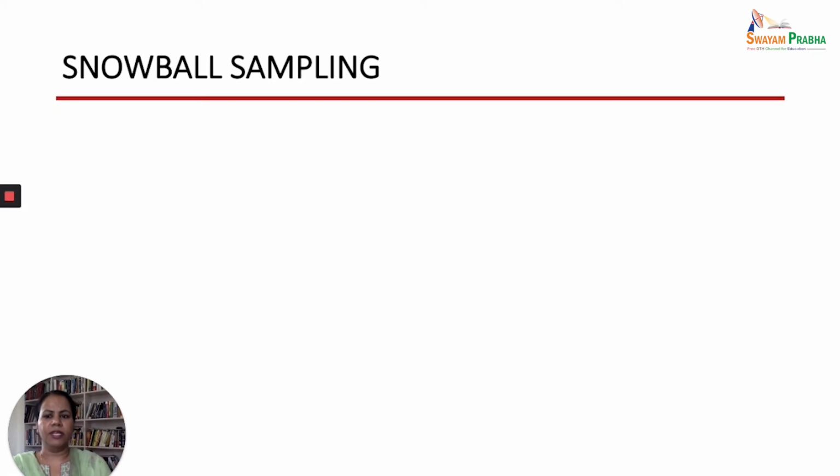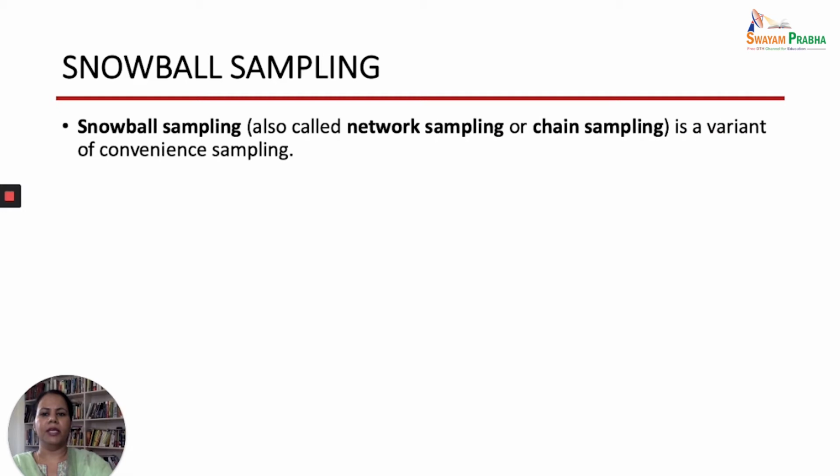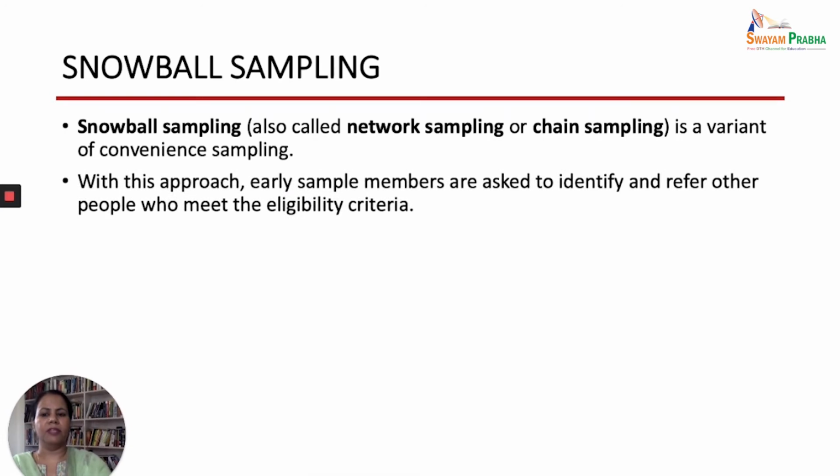Another variant of convenience sampling is snowball sampling. Snowball sampling is also known as network sampling or chain sampling, because here we do networking. Through one person, we try to get another subject and make a chain. That is why it is known as network sampling or chain sampling, and it is a variant of convenience sampling only, because here we select the samples who are conveniently available to us. Particularly with this approach, early sample members are asked to identify and refer other people who meet the eligibility criteria.